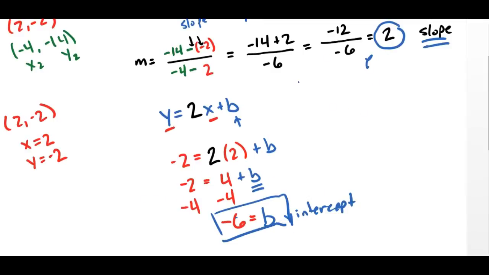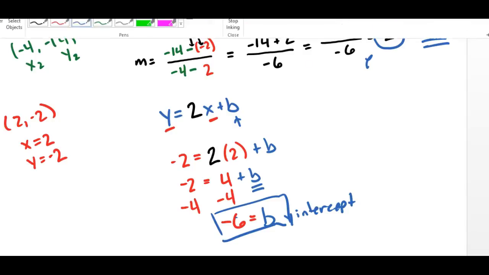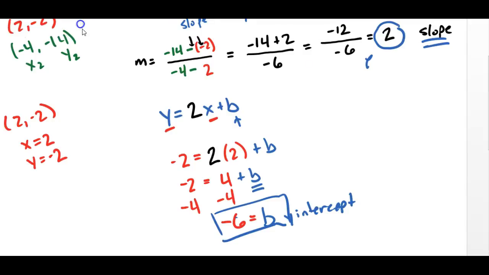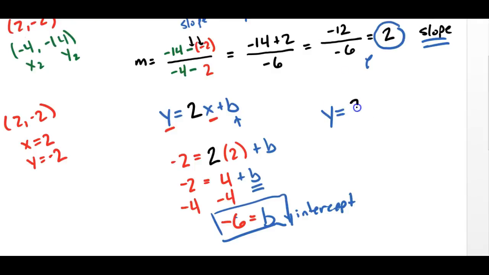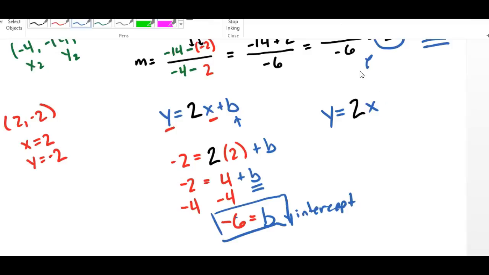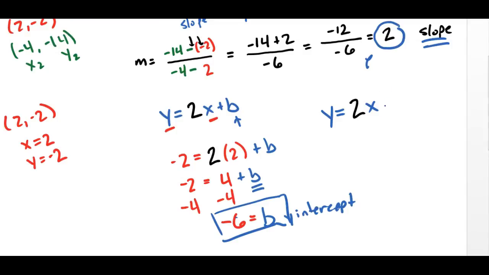So now I can write my equation. It is y equals 2x minus 6. There's my slope. There's my y-intercept.